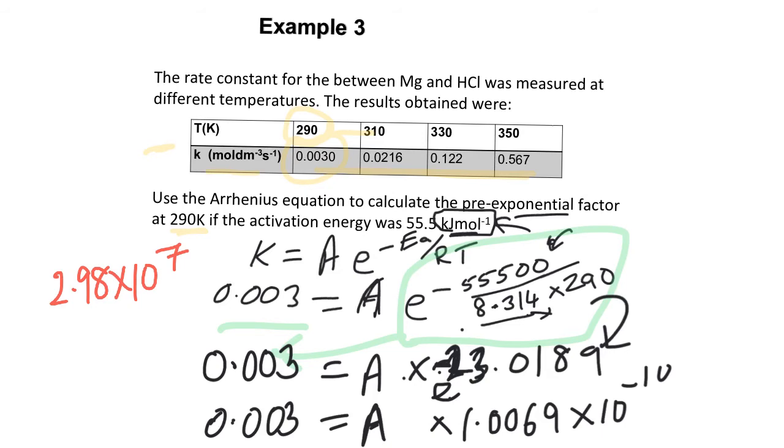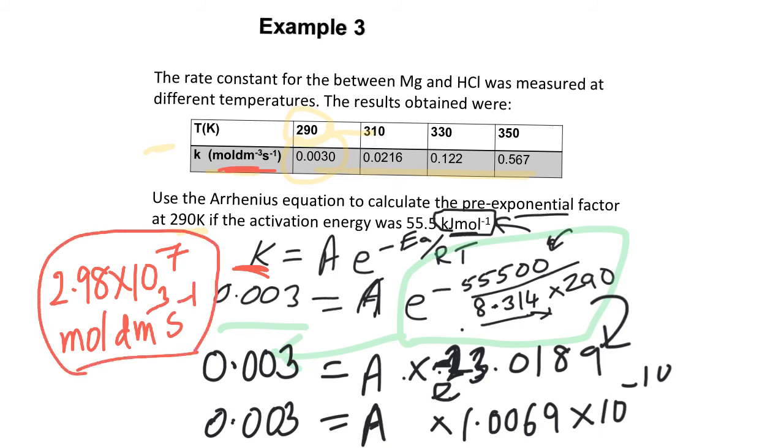Because this is the pre-exponential factor, it should have the same unit as k. K's unit is here. Make sure that you write the unit, sometimes there is a mark just for that. So per second. That's what you should have got.